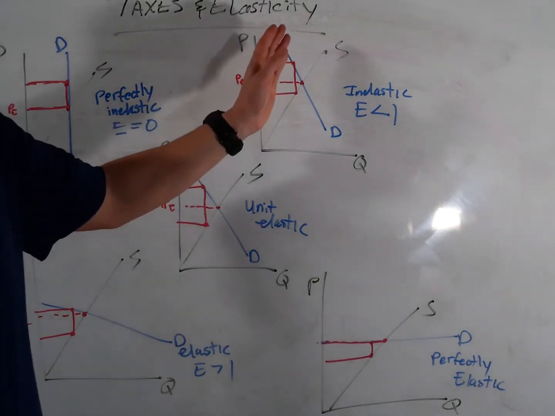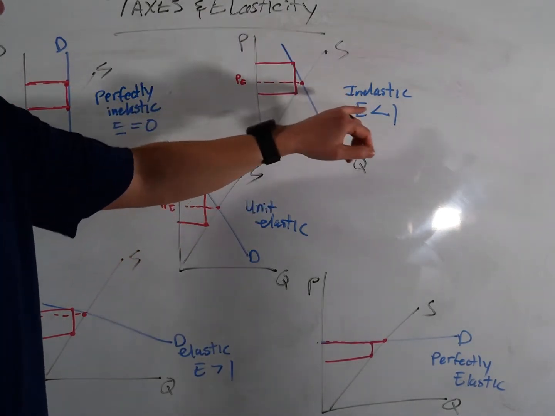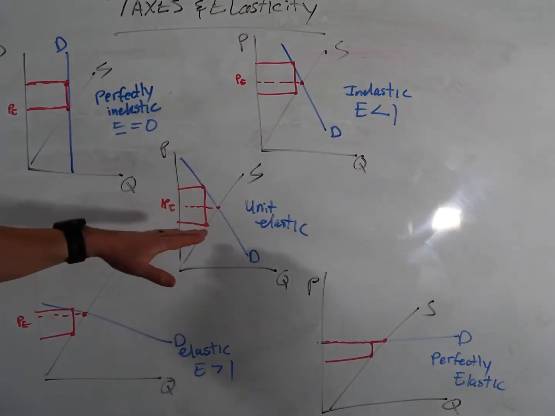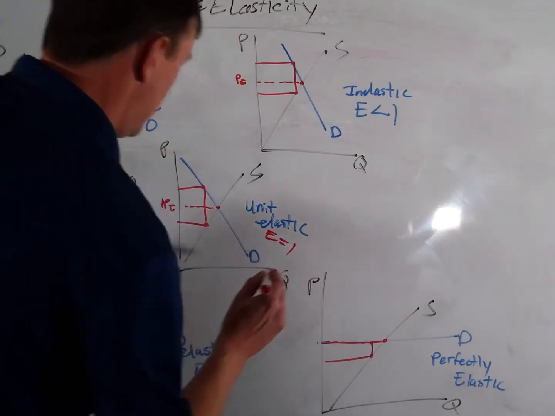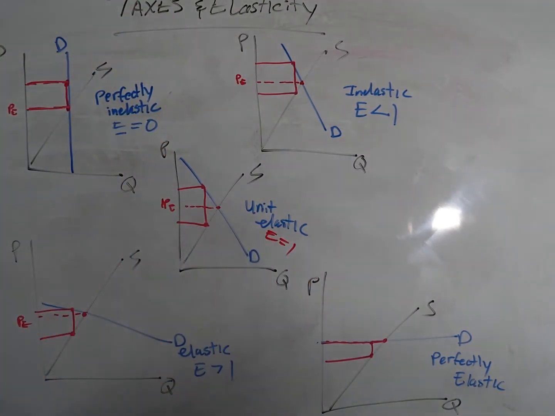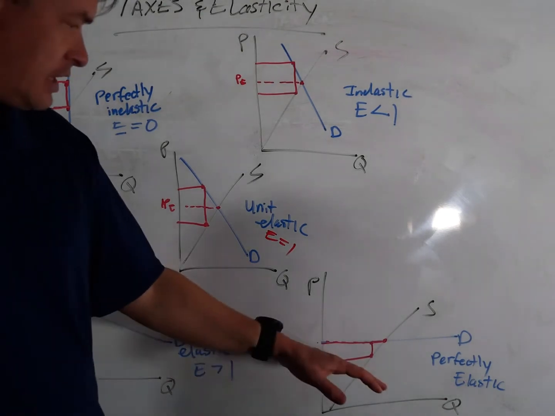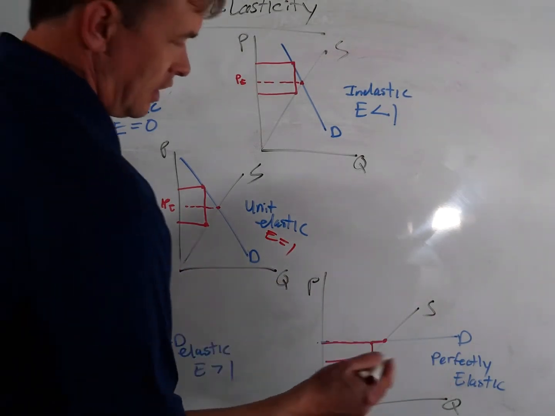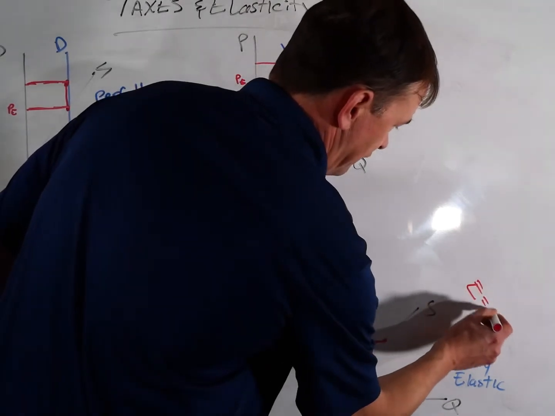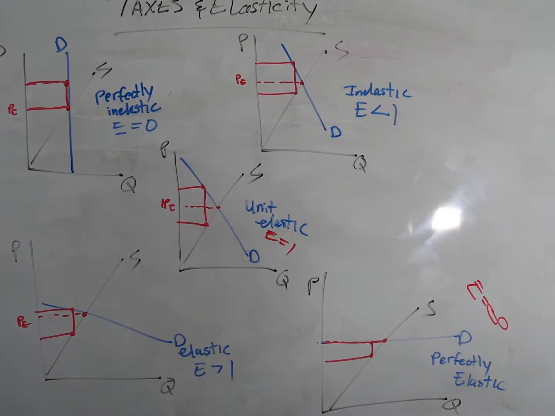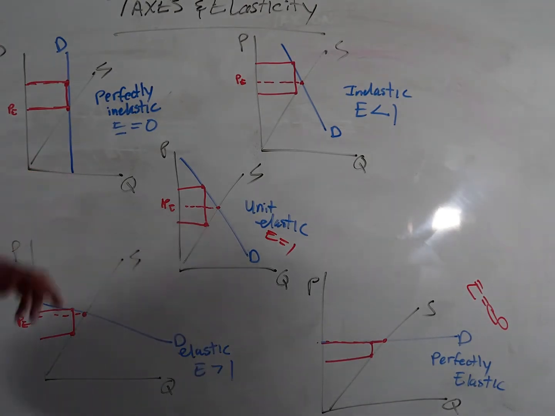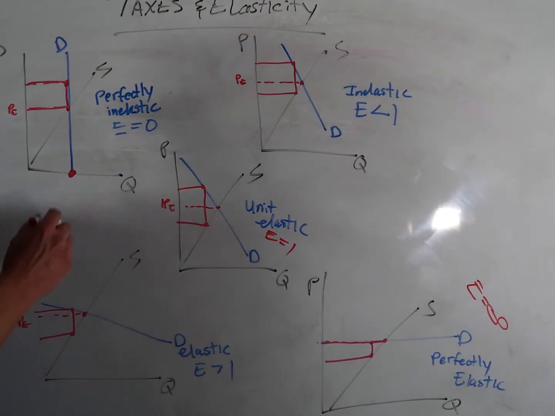Then we have an inelastic demand curve where E is less than 1, and a unit elastic demand curve where E equals 1, and an elastic curve where E is greater than 1, a perfectly elastic curve where E equals infinity. And what we're looking at here, just as a quick overview, perfectly inelastic, no matter what the price, someone wants this amount. That's something they really got to have.